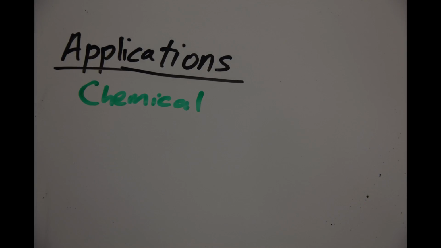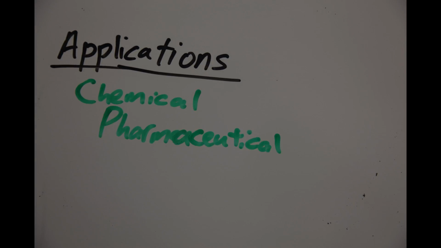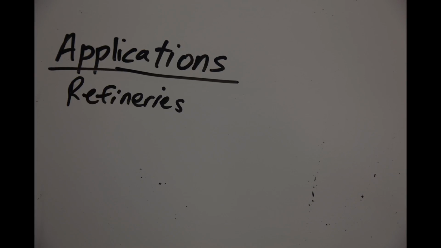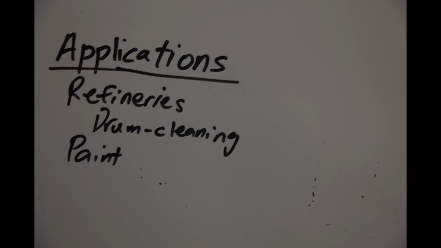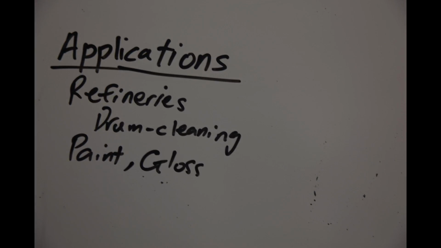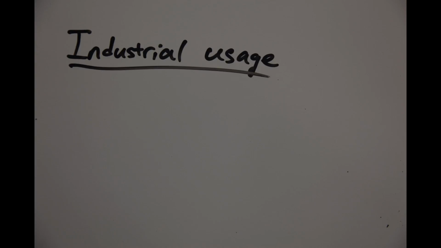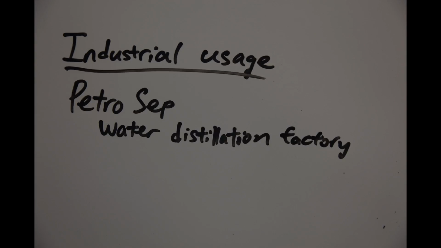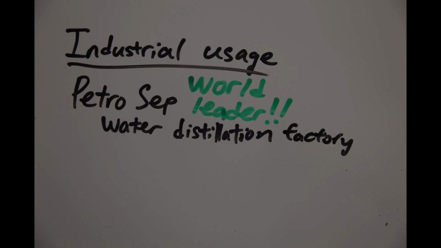The chemical industry, the pharmaceutical industry, the petrochemical sector, refineries, tank and drum cleaning, and paint, gloss, varnish, or printing ink production. Pervaporation does have its industrial usage, mainly water distillation factories that use pervaporation. Petrocep, which is a world leader in providing sophisticated and innovative membrane distillation, as well as pervaporation membrane systems.